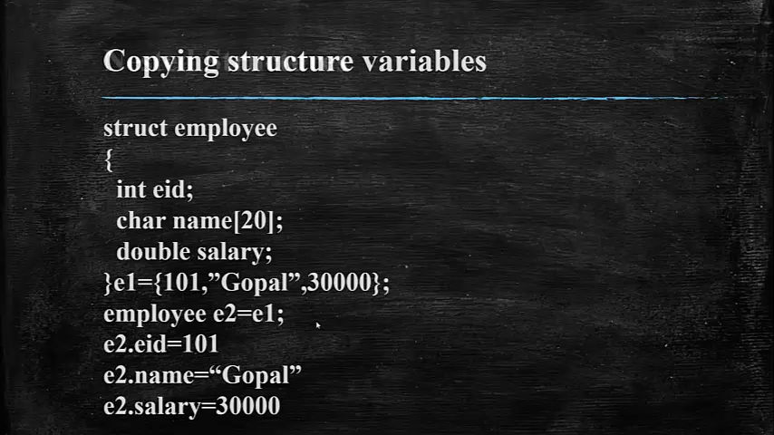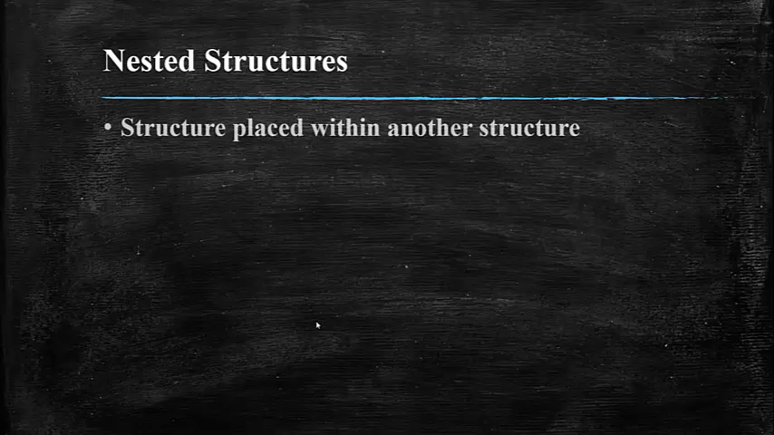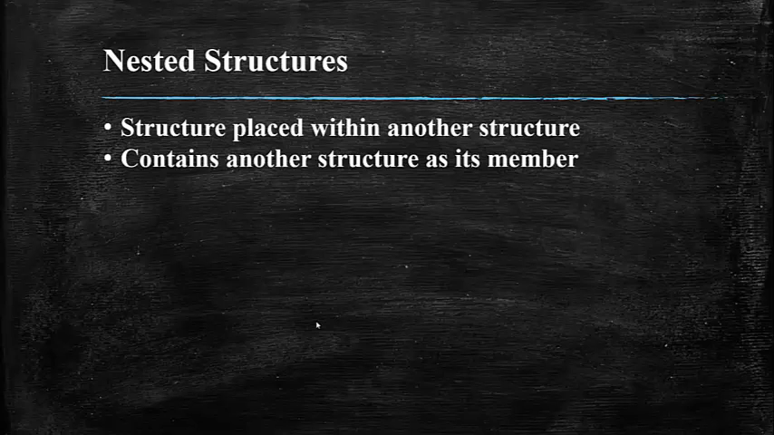Now we will see the concept of nested structures. When we go for nested structures, we may have learned about nested looping, where a loop statement consists of another loop within itself. In a nested structure, whenever we have a structure placed within another structure, that is called a nested structure. So it will contain another structure as a structure member.